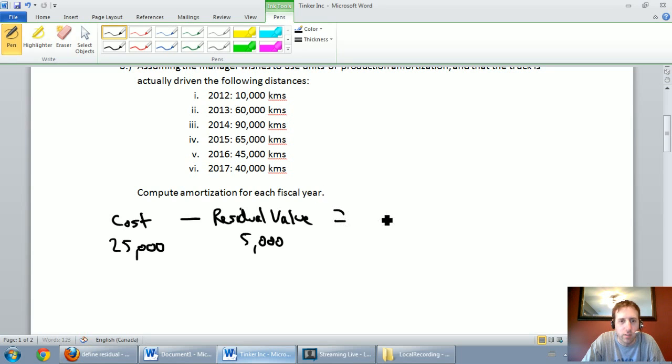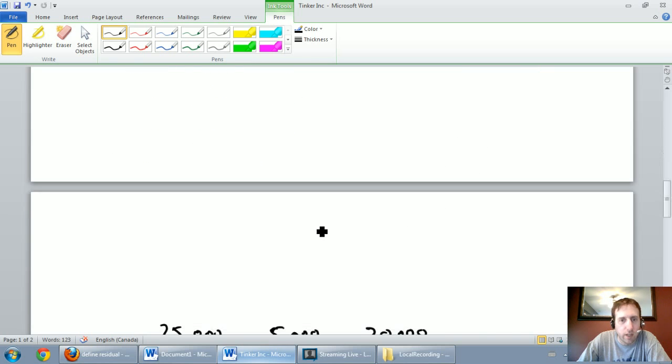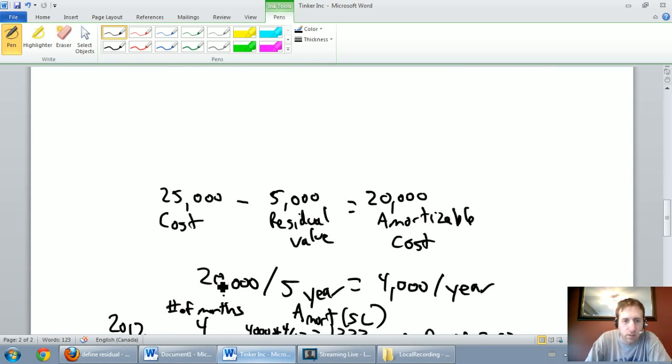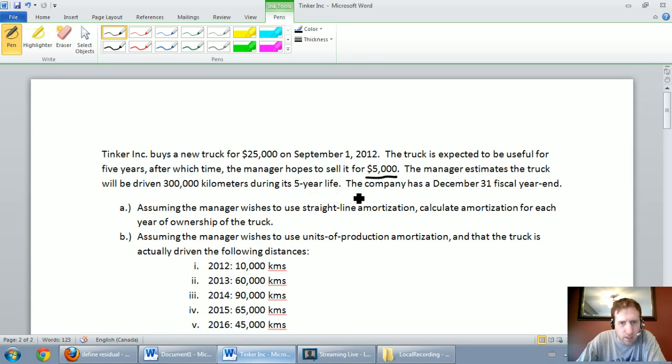Okay, so cost minus residual value is our amortizable cost. So again, if I have a $25,000 asset, but I expect to have $5,000 left over in trade-in value, I only want to amortize $20,000 from the value of my asset, and that's all I'm going to amortize. Now, when we did straight line, we took that $20,000 and divided by the number of years, and we got an amortization rate per year. Well, the critique that units of production offers is that it doesn't matter the number of years, it's how much you use the asset. So in this asset, we're planning to use it not for 5 years, that's not what's relevant, we're planning to use it for 300,000 kilometers.